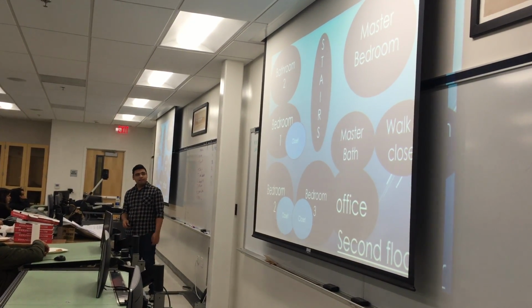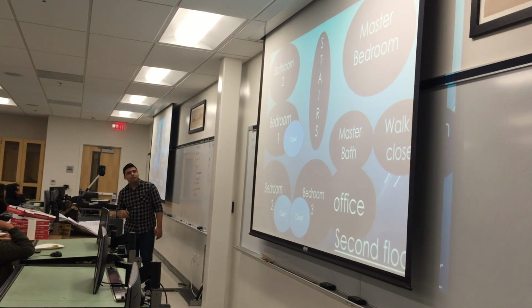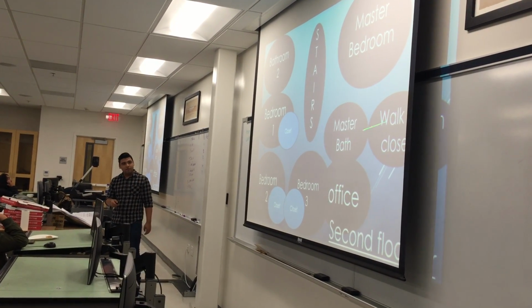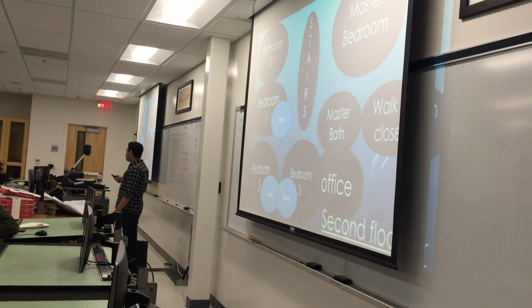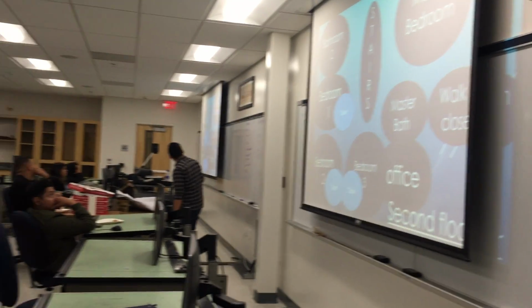All right, so for the second floor, the stairs are here, so you go upwards. To the right, you have the master bedroom. In that master bedroom, you have the master bathroom and the walk-in closet. It's kind of cut off there, but you know what I'm saying. To the left of that, you have the second bathroom.